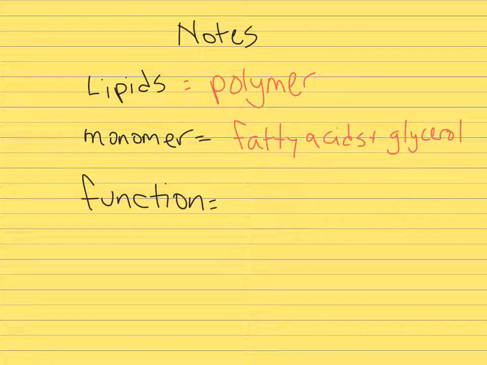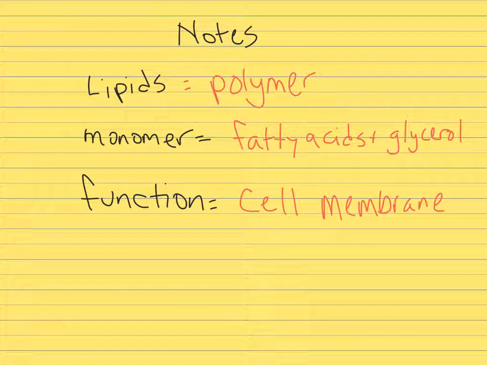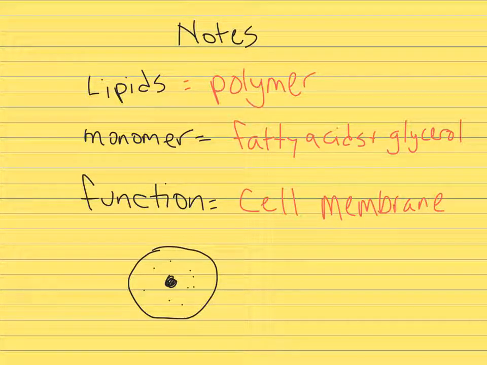And what's the function? What do lipids do for us? Well, they do a lot of things, but what you really need to know is they make up your cell membranes. They make up the outer border of your cell. So if this is your cell, and that's like the nucleus, and you've got a bunch of other stuff inside your cell, hopefully you know about that stuff. Boom, right there. That's the cell membrane, which is made of lipids.